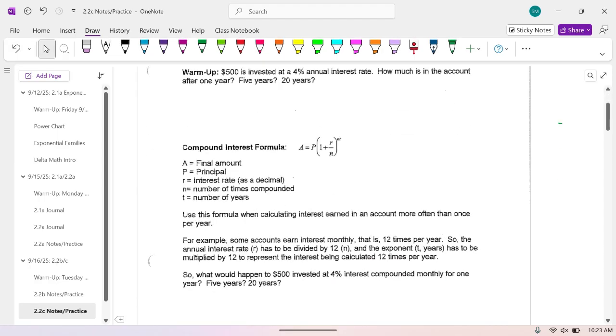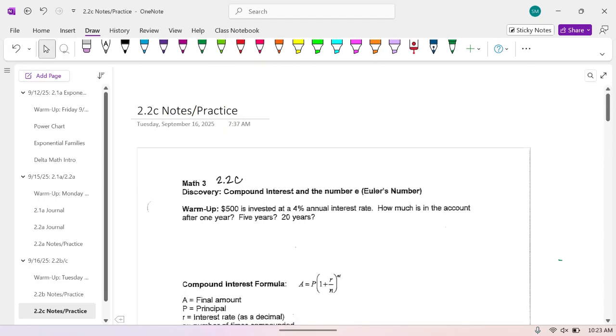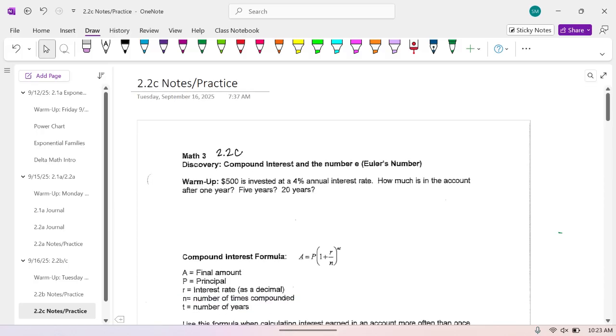All right, I'm now on page 9. Wait, 6, 7 would be the practice for 2.2B. 8 is practice or optional. 6, 7.